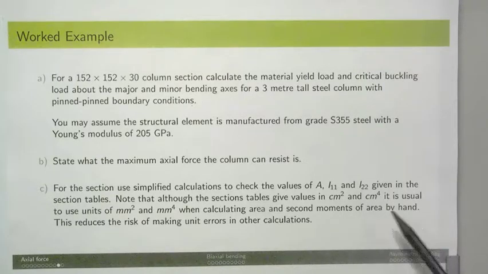And I'm just noting that for convenience, values in the section tables are generally given for area in centimetres squared, and then for the second moments of area in centimetres to the 4. But it's much more usual for us to use official SI units. So for area, we're going to use millimetres squared, and then for second moments of area, we're going to use millimetres to the 4.